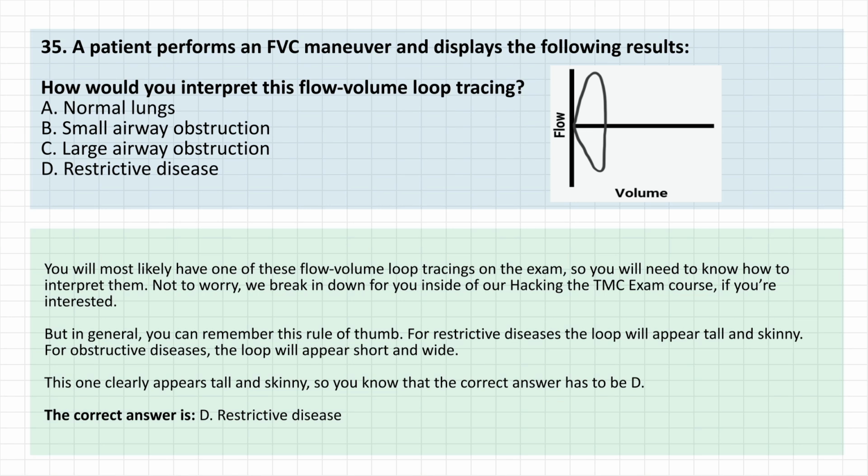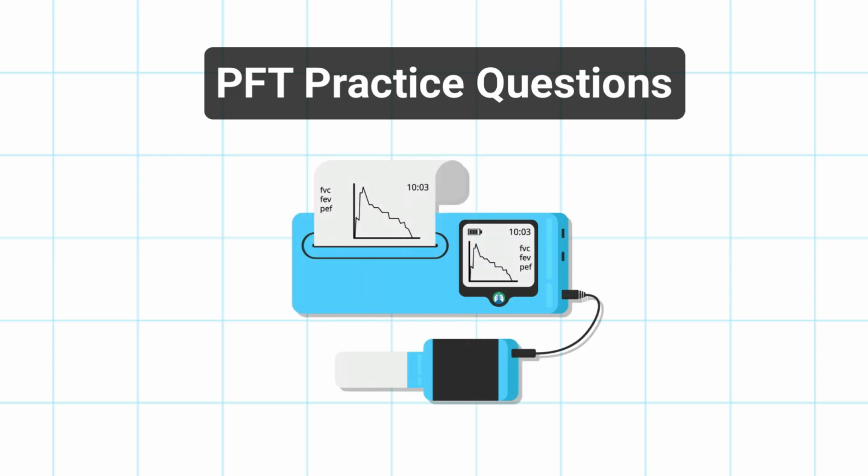But in general, you can remember this rule of thumb. For restrictive diseases, the loop will appear tall and skinny. For obstructive diseases, the loop will appear short and wide. This one is tall and skinny, so you know that the correct answer has to be D. Restrictive disease. And that wraps up our practice questions on pulmonary function testing.